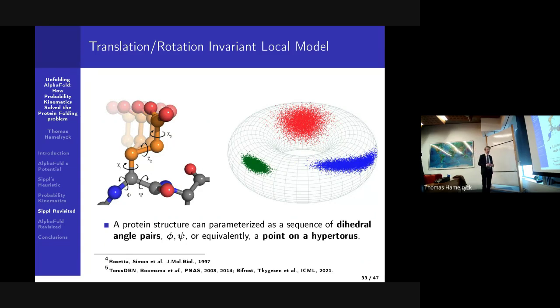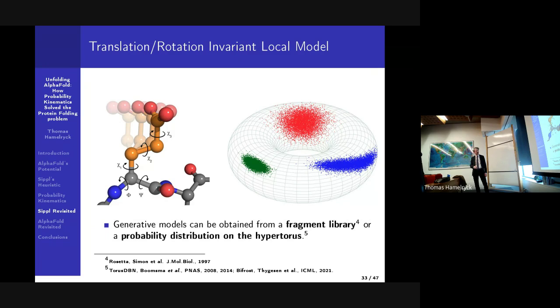Okay, so now we know Jeffrey conditioning, and let's see how this applies to our potentials of mean force. Again, we have protein structure. This can be parameterized as a sequence of dihedral angle pairs, or equivalently, you can express a protein as a single point on a hypertorus. So that's the situation we start with. Kanti Mardia and my group have done a lot of research on this: application of directional statistics to probabilistic models of proteins, and you see a couple of references here at the bottom.